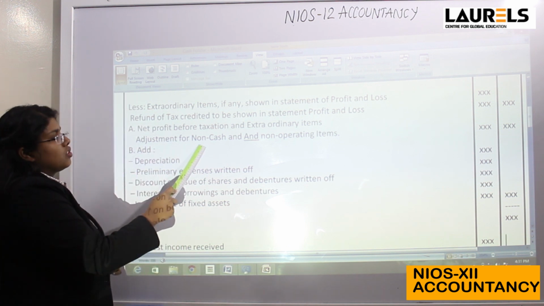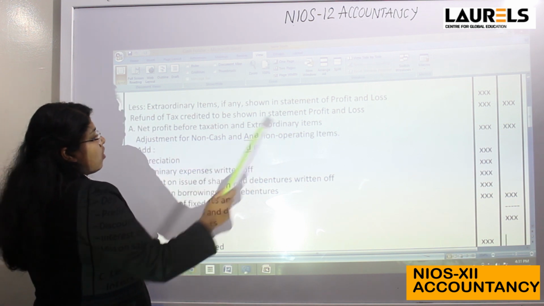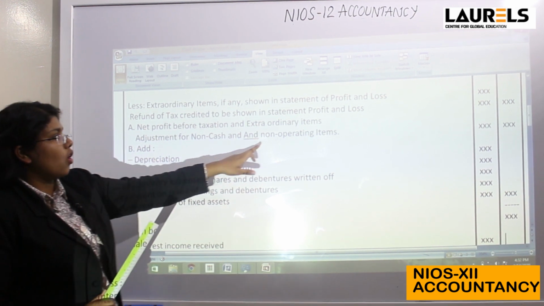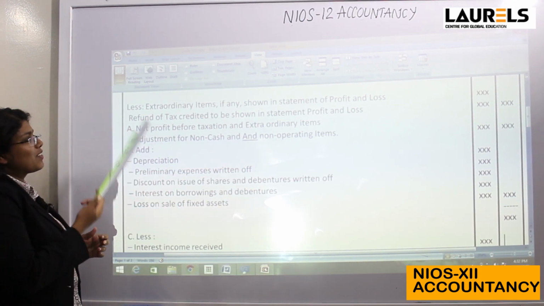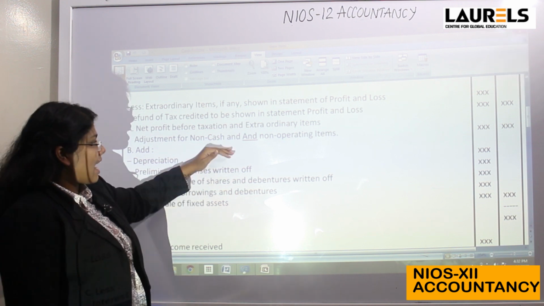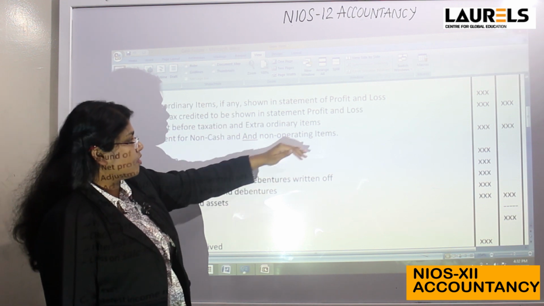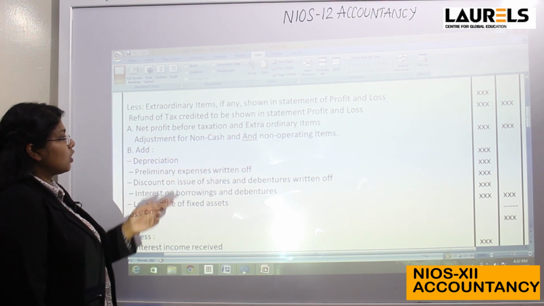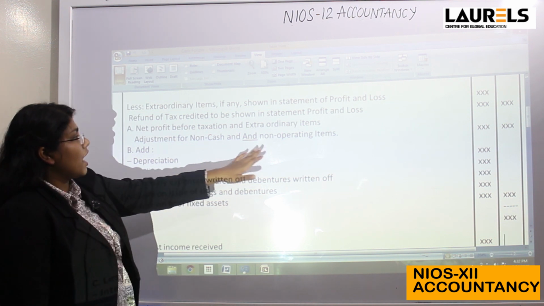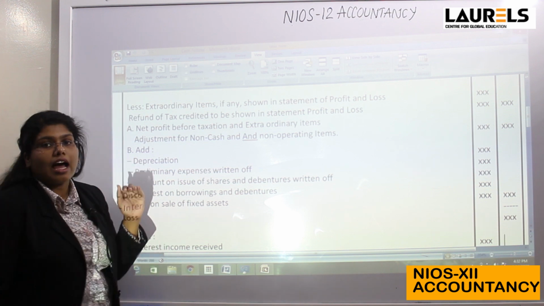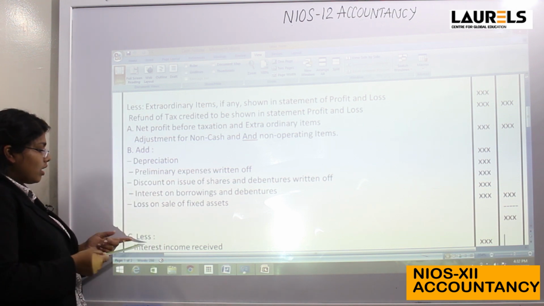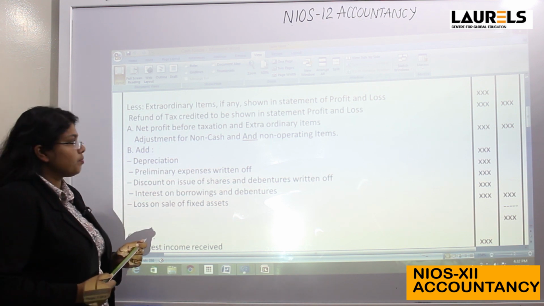Then we have our adjustment for non-cash and non-operating items. So what are these non-cash and non-operating items? In the cash flow statement, we take only the cash items, and in the operations we take only operating items. So all those which are non-cash and non-operating, we need to add back or deduct back. Now, what are the items we add and what are the items we deduct?